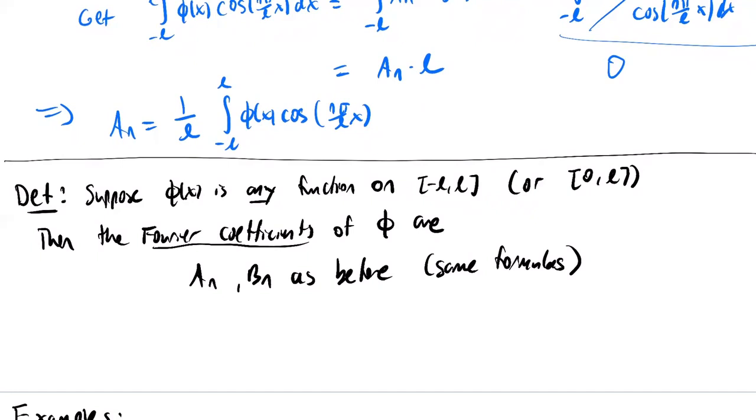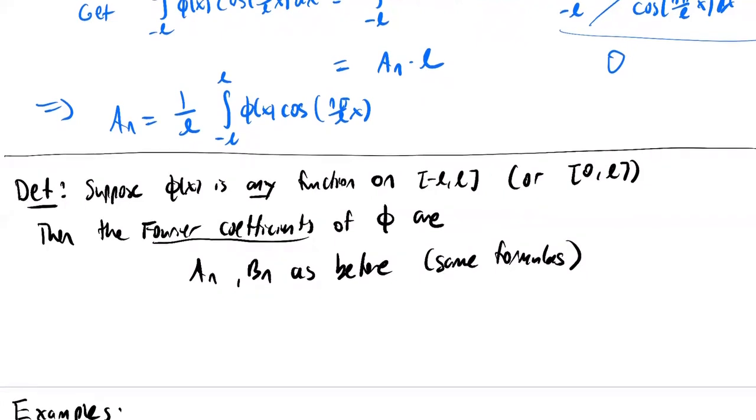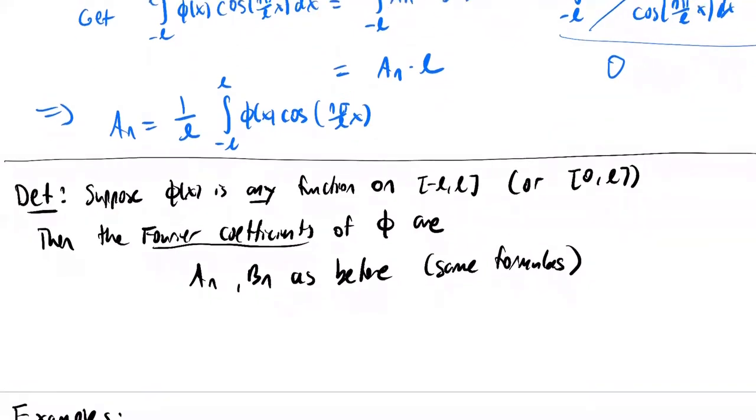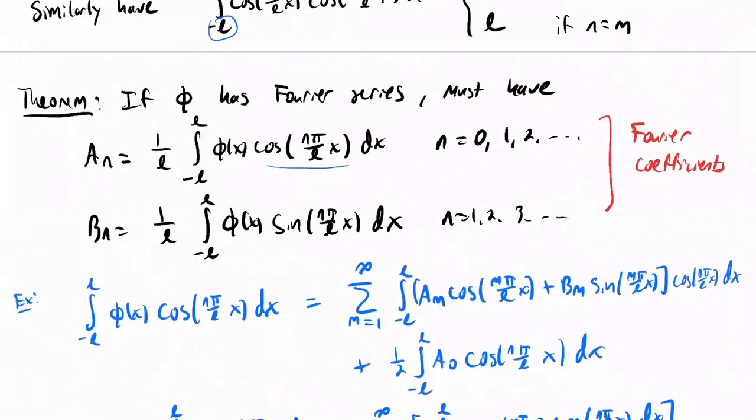Maybe L is equal to pi. And we just have some function on this interval, which may or may not satisfy certain boundary conditions, and may or may not be equal to the Fourier series that we've been looking at before. You can still define the Fourier coefficients. And so the definition of the Fourier coefficients is take your function phi and just use these formulas. And these are the Fourier coefficients.